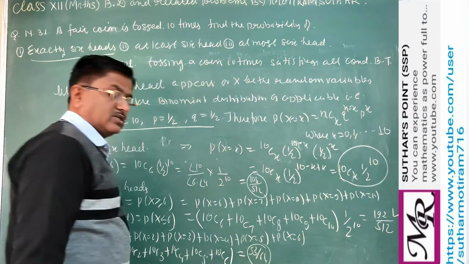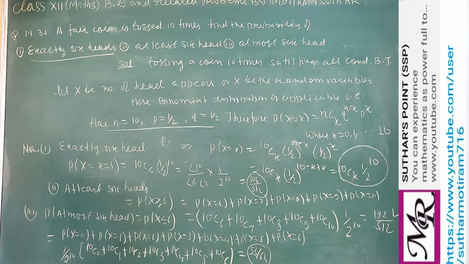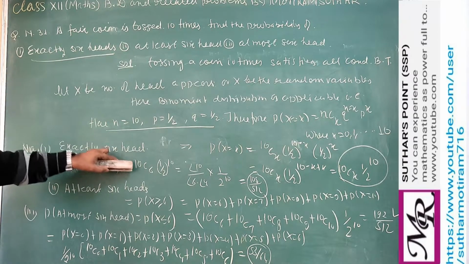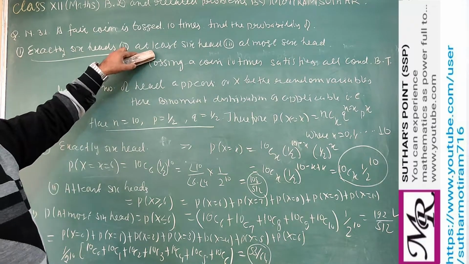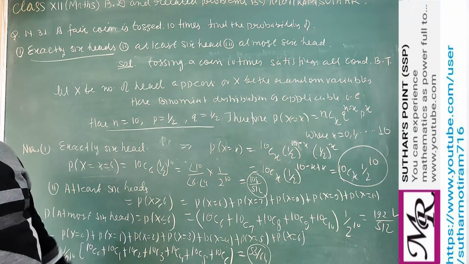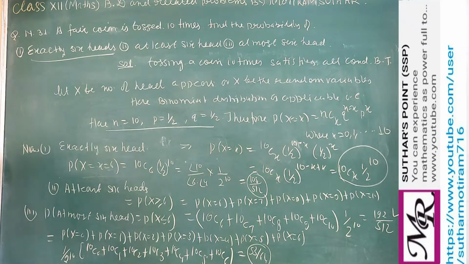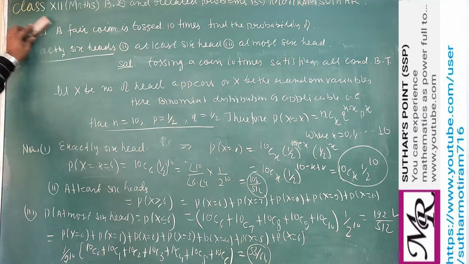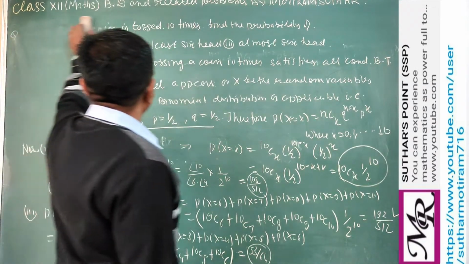So in this way, dear student, one can find the values of success. Now the important thing is: exactly means equal to, at least means greater than or equal to, at most means less than or equal to. This symbol you have to use very carefully, otherwise the answer will not be correct.